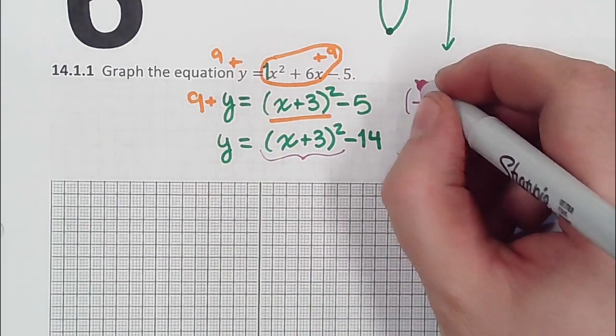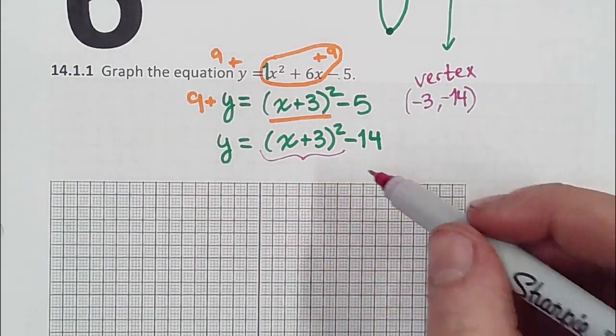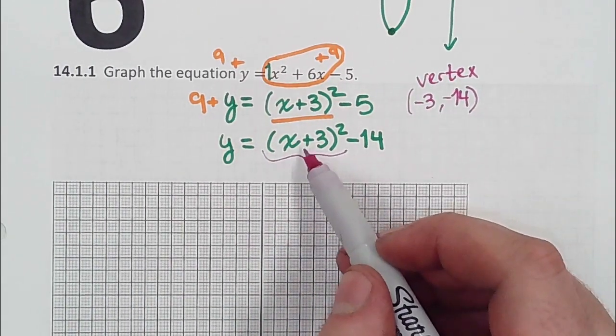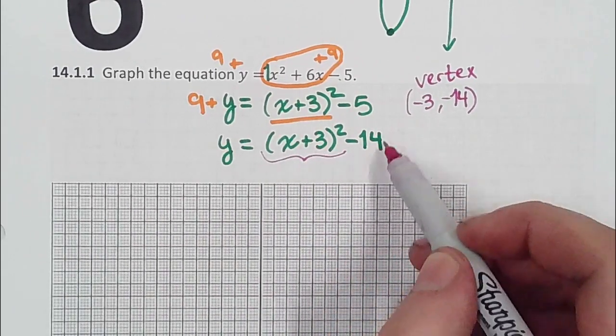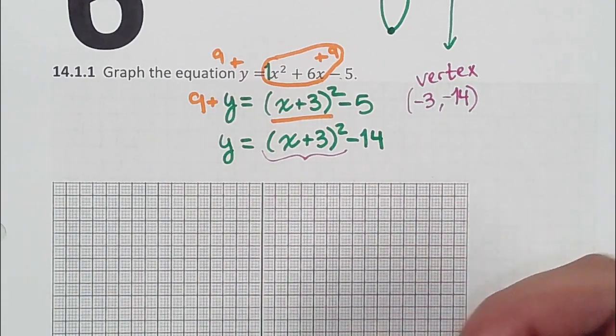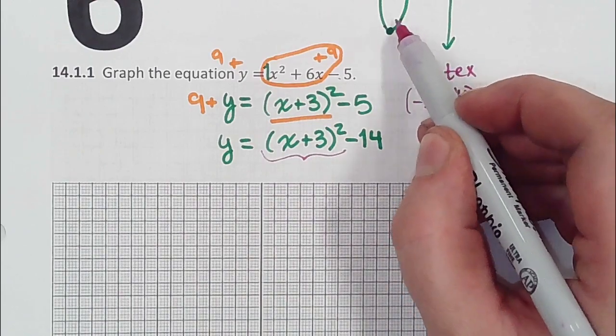So this is our vertex. It's the bottom of our parabola. It's what makes y the smallest. When x is negative 3, we get the smallest value possible for y. Any other number than negative 3 is going to make something positive here, which is going to make the negative 14 less negative, right? It's going to make it like negative 13 or negative 12 or 10. And that's going to make y higher, which will give us points around our vertex.